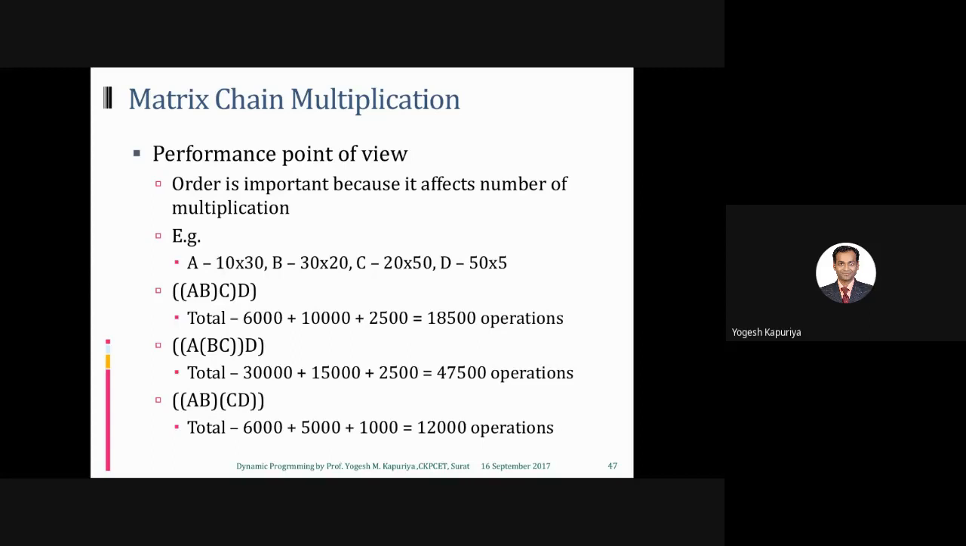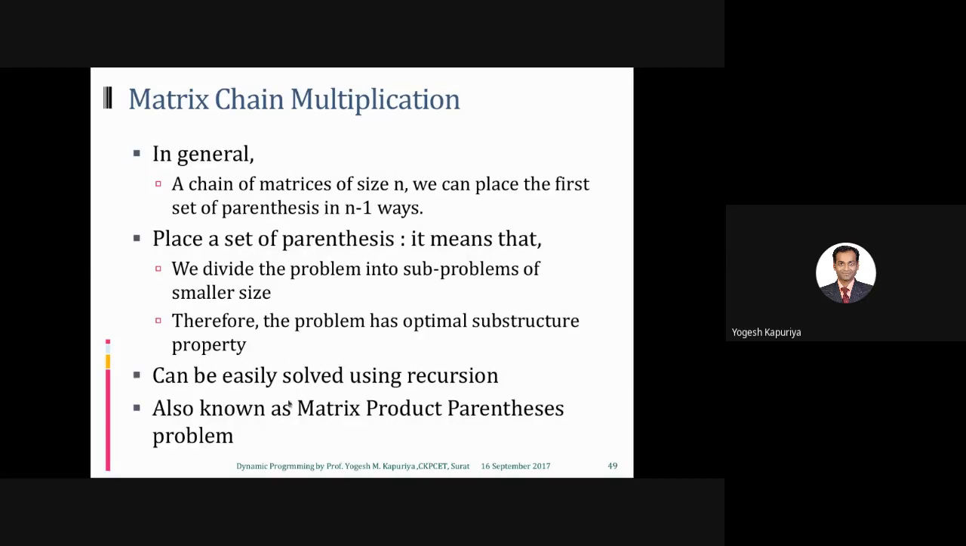The objective of this problem is to find out the way by which matrices should be multiplied given the dimensions of the matrices. So you have been given A, B, C, D dimensions. Your objective is to find out the way by which the number of operations should be minimum. So that's why this is an optimization problem. Here you are optimizing the number of operations while doing multiplication. So that will give you the parenthesization, the idea of in which order the matrices should be multiplied.